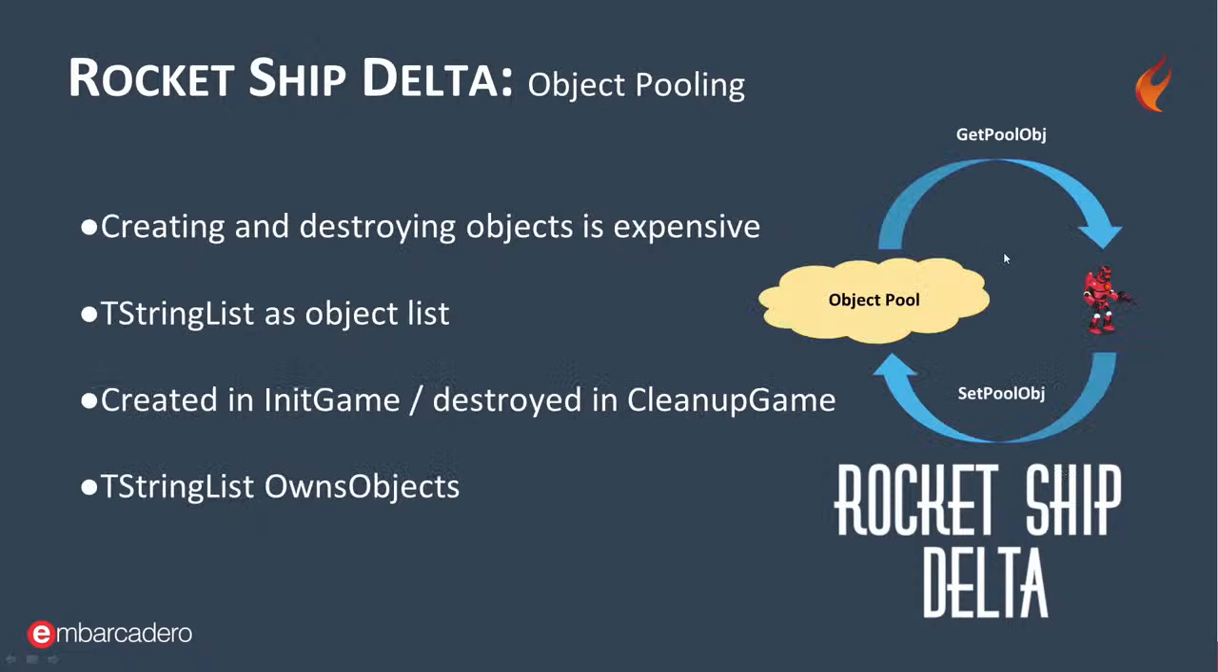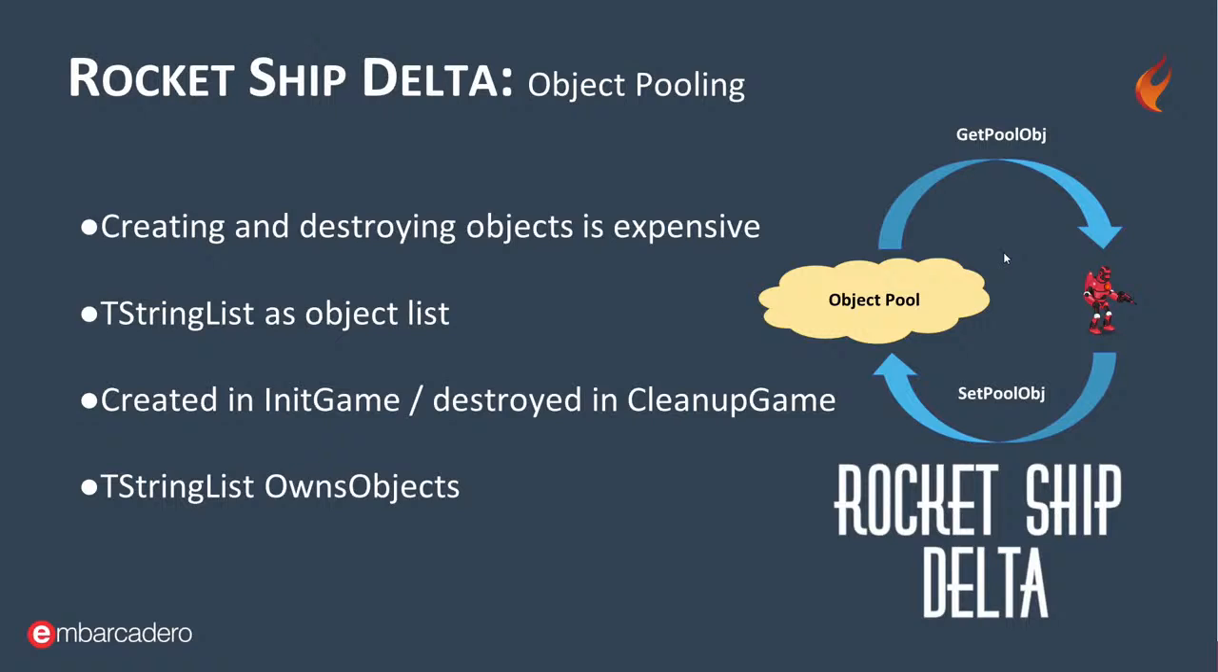Let's talk about object pooling. Creating and destroying objects on mobile can be expensive performance-wise. The T-string list component was used to implement a simple object pooling system. When the game is initialized, all of the object lists are created. If a new object like an enemy, explosion, or projectile is needed, it is created and added to a list. Once it is no longer needed, it goes back into the list for reuse later.